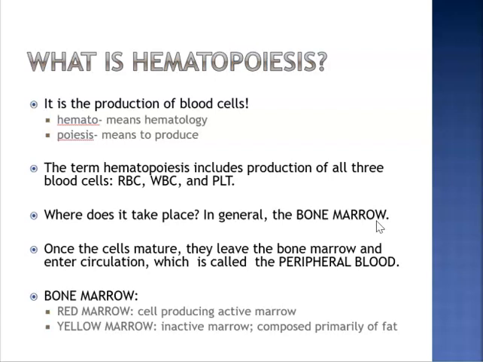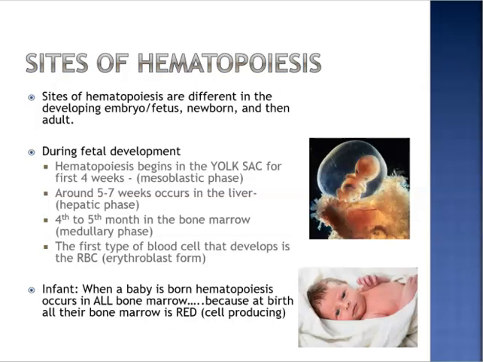But we have two types of bone marrow. We have yellow marrow and we have red marrow. The red marrow is the cell producing or the active marrow. And then we have yellow marrow that is more known to be inactive and is composed primarily of fat. We just learned that the site of hematopoiesis or blood cell production in adults is in the red bone marrow.